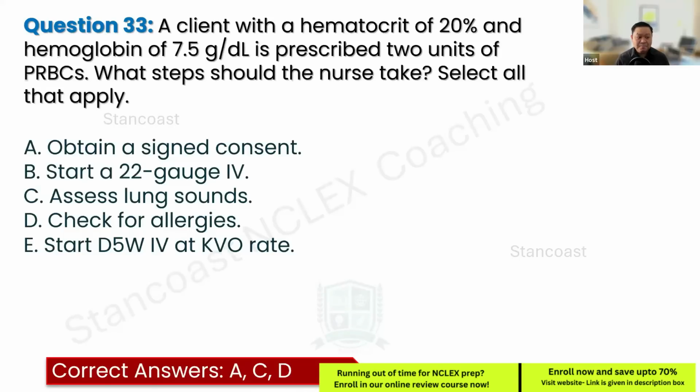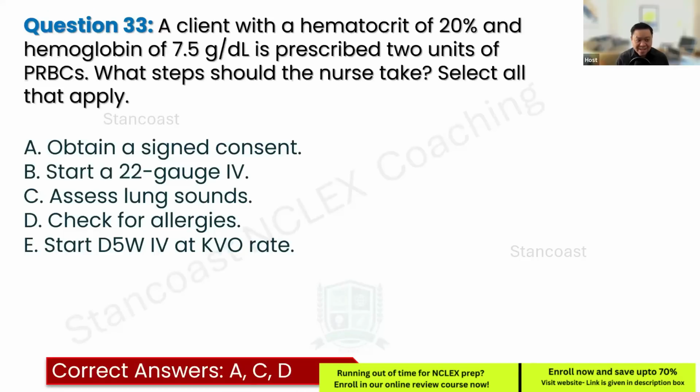Now, if you selected letter B, this is incorrect. IV size, such as gauge 20 or larger, is needed for blood products to avoid damaging the red blood cells. E is also incorrect. We should only be using normal saline or 0.9% sodium chloride with a blood transfusion, as we know that D5 water may cause hemolysis of the red blood cells.